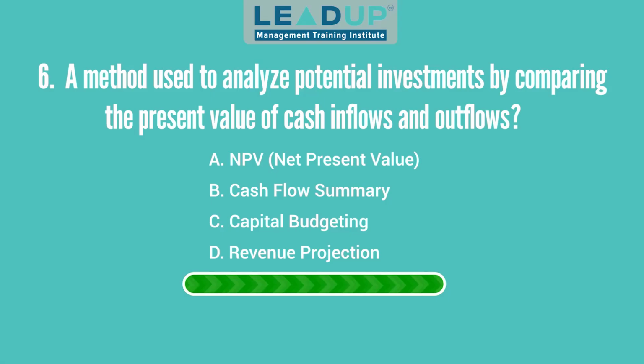Question 6. A method used to analyze potential investments by comparing the present value of cash inflows and outflows. A. NPV, net present value, B. Cash flow summary, C. Capital budgeting, and D. Revenue projection. The answer is NPV, net present value.